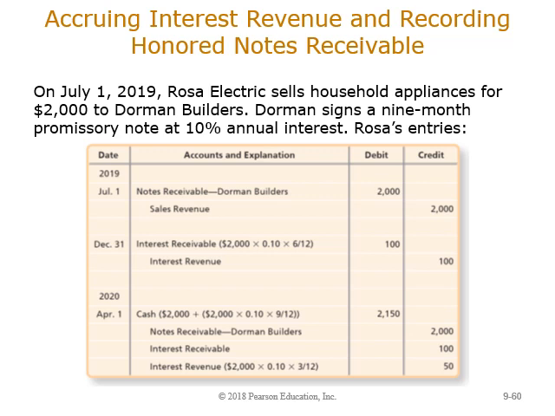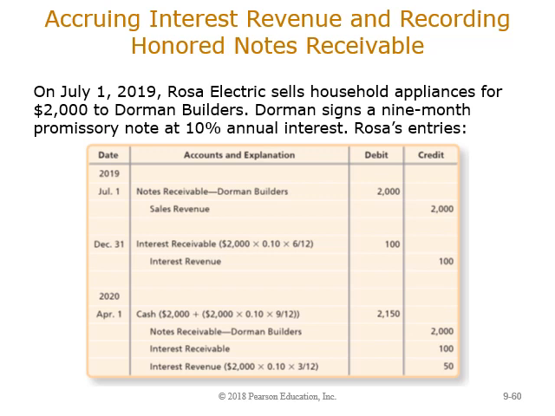So interest receivable is calculated as $2,000 times that 10%, or the 0.1, times 6 divided by 12. And that gives us $100 of interest that we are owed. So we are going to debit interest receivable and credit interest revenue for $100.